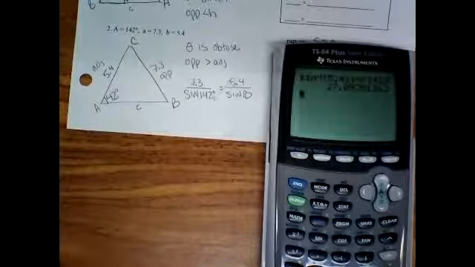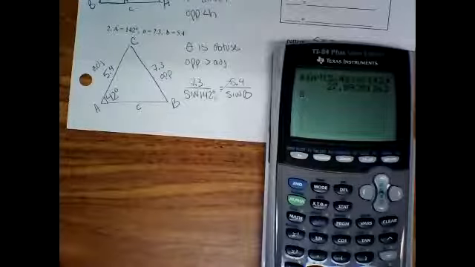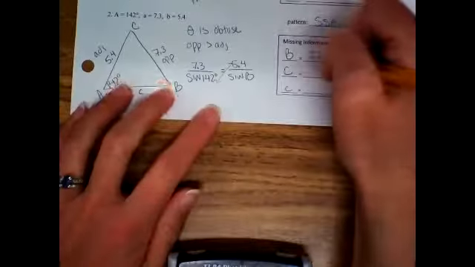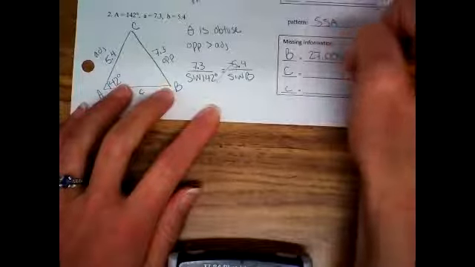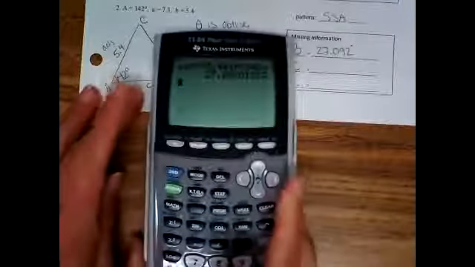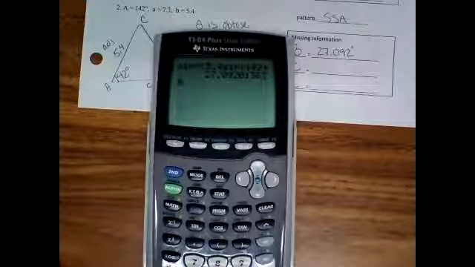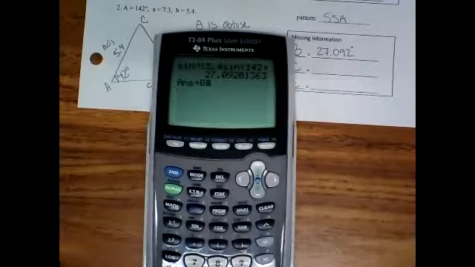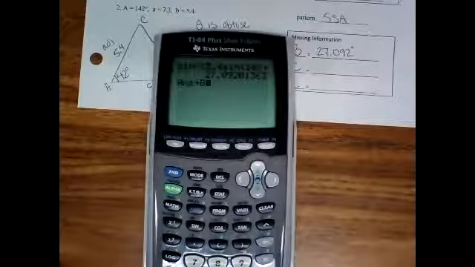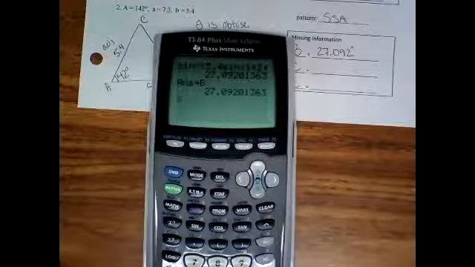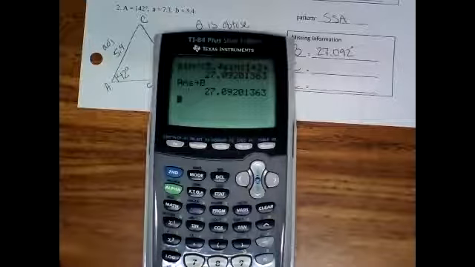Moment of truth. Did you get 27.092? Okay. Now we want to store that. How do I do that? How do I capture it? Good. Now I would do B for this one because we found angle B. So I would do store, alpha B, enter. You can use whatever letter you want as long as you don't confuse yourself, but I'm going to do B. Store, alpha B, enter.